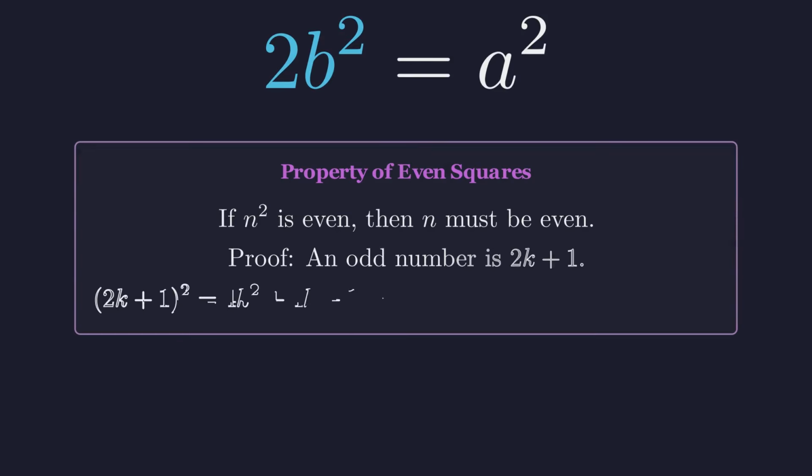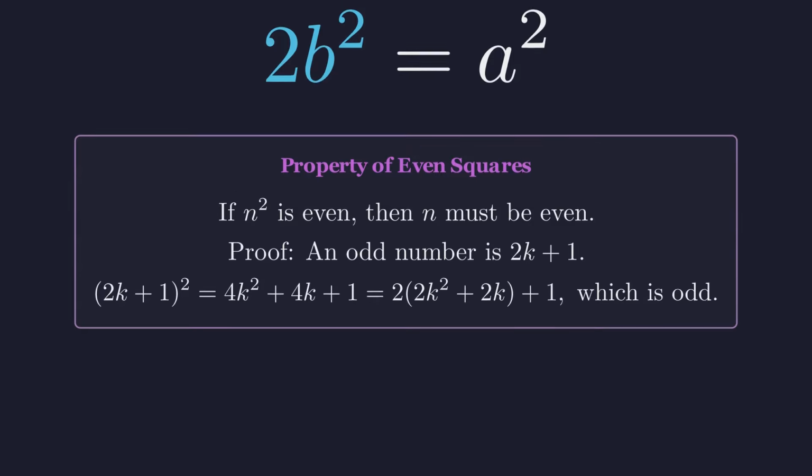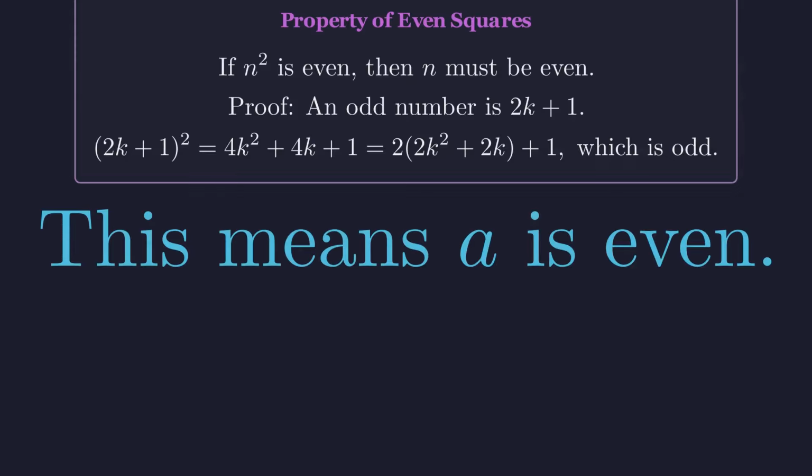This conclusion rests on a key property. The square of an odd number is always odd. We can see this algebraically. An odd number can be written as 2k plus 1. Squaring it gives an expression that is always 1 more than a multiple of 2, which is the definition of an odd number. Therefore, if a square is even, its root cannot be odd, so it must be even. Since we have established that a squared is even, it follows that a itself must be even.